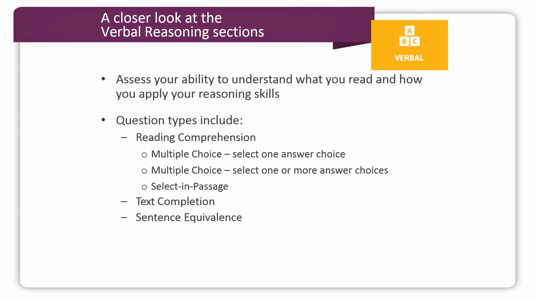For text completion questions, you will see 1 or more sentences containing 1 to 3 blanks. You will answer by selecting a choice for each blank presented. And finally, the sentence equivalence question type requires you to select 2 answer choices from a list of 6 choices that, when inserted into the sentence, create 2 sentences that are alike in meaning. Note that there is no partial credit on the questions that require you to provide more than 1 answer. In order to get those questions right, all of the correct answers must be selected.